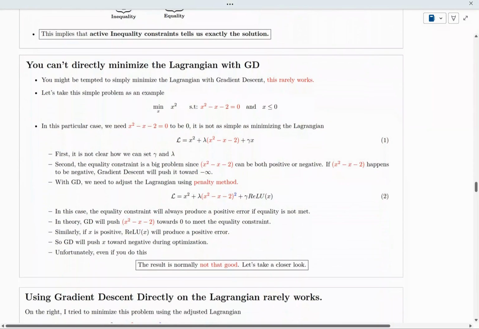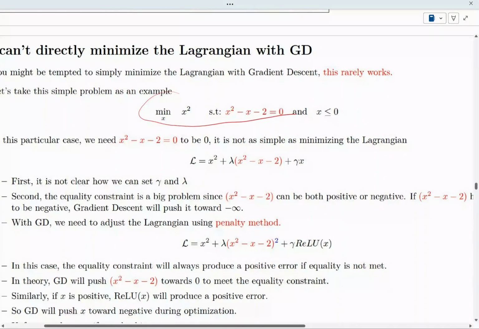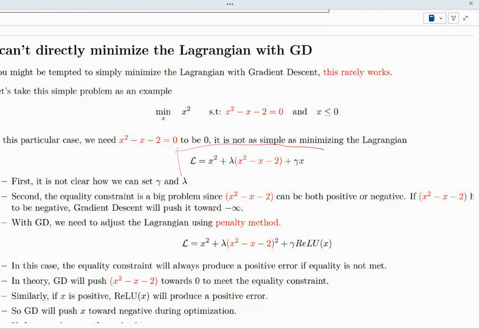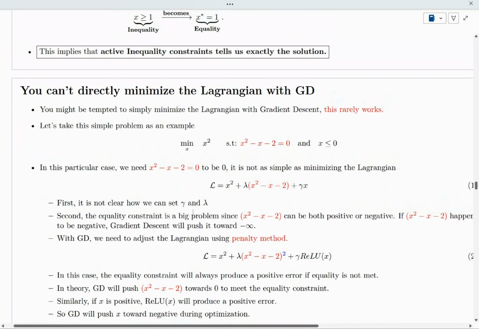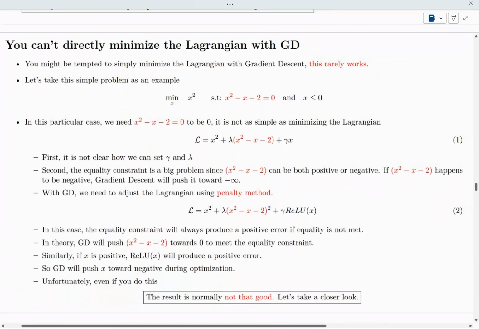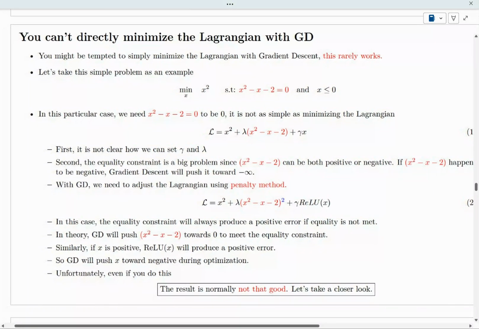Now, once we have a constraint optimization problem and we convert it into a Lagrangian, a common question is: can we just run gradient descent on the Lagrangian? And the answer is no. You can't just do that. You need to solve the Lagrangian using the KKT conditions because the Lagrangian is not meant to be solved with gradient descent, and you will have to essentially massage the equation quite a bit.